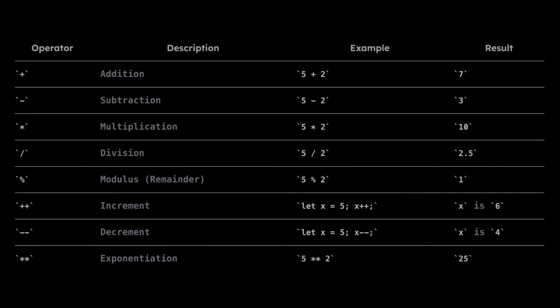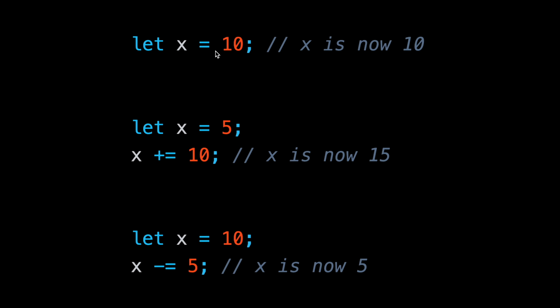And here are all the operators you can do: addition, subtraction, multiplication, division, modulus, increment, decrement, which are the ones we just covered, and exponentiation. So the equal sign is the assignment operator. We were already talking about it, but that's how you assign a number or a value to a variable. And after you assign a variable, you can do the variable plus equals 10, which is the addition assignment. So basically, this means x equals x plus 10. This means x equals x minus 5.